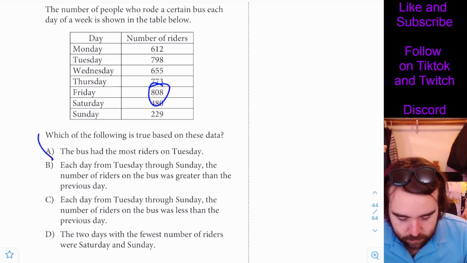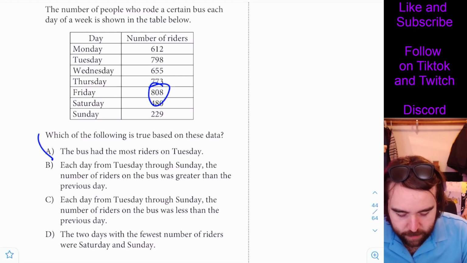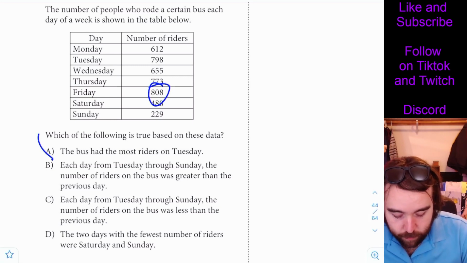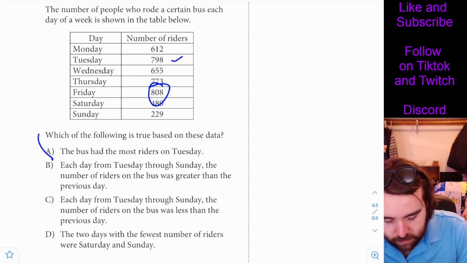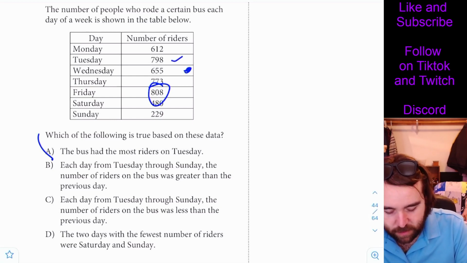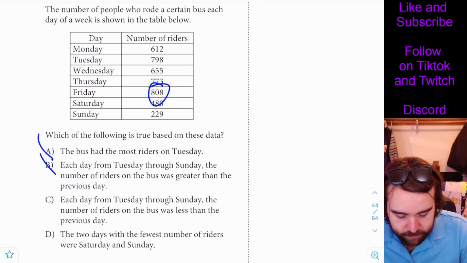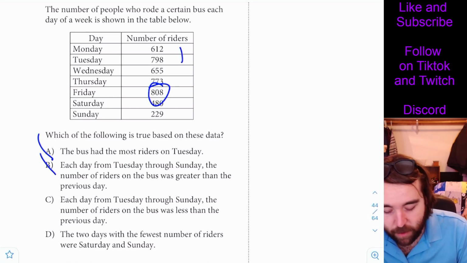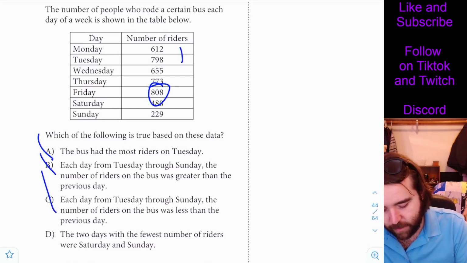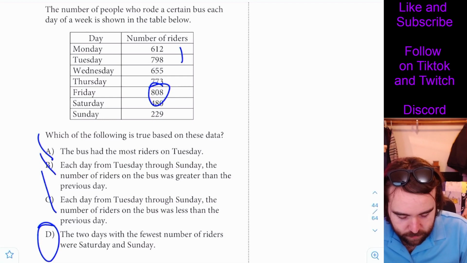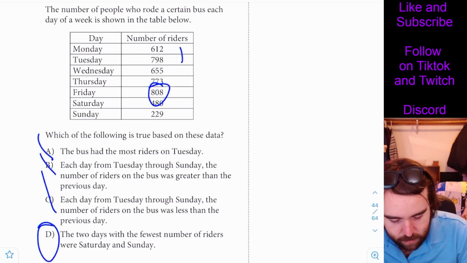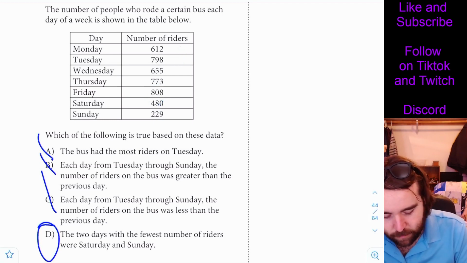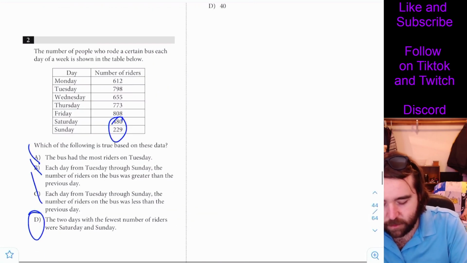Each day, Tuesday through Sunday, the number of riders on the bus was greater than the previous day. So they're saying Tuesday was also greater than the previous day, but no, Wednesday was not greater than the previous day. So that's not right. Each day, Tuesday through Sunday, the number of riders was less than the previous day. Well, that's not right because Tuesday was greater than the previous day. So it must be D. The 2 days with the fewest numbers were Saturday and Sunday. Well, that just makes sense because no one's going to work. Yeah, exactly. Definitely. Okay, 2D.